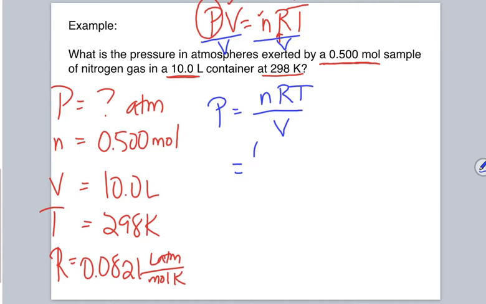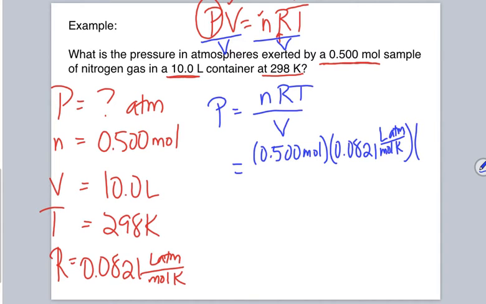We've got n is equal to 0.500 moles. R is 0.0821 liter atmospheres per mole K. T is 298 Kelvin. We divide all of that by the volume, which was 10 liters. Now is a good time just to make sure that things are where they belong and that you're going to get the units that you're looking for.